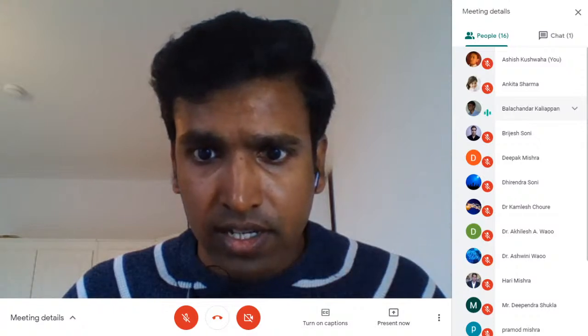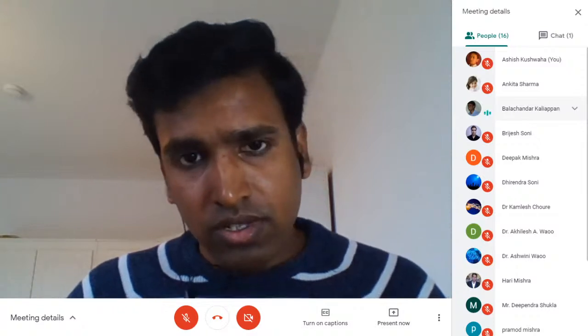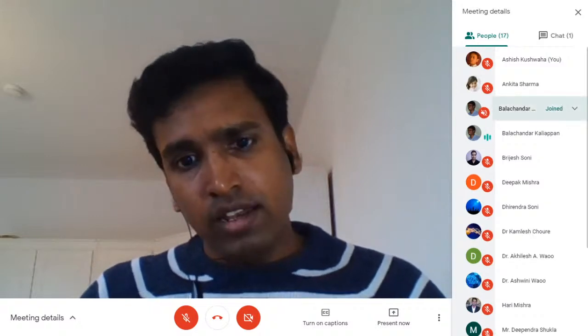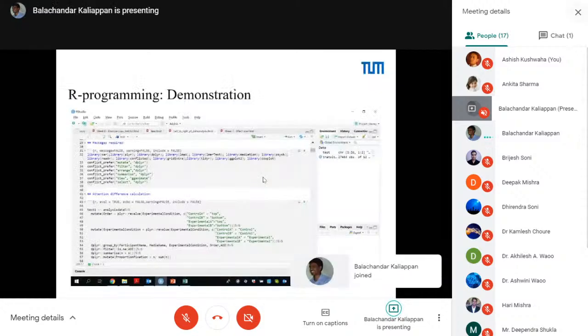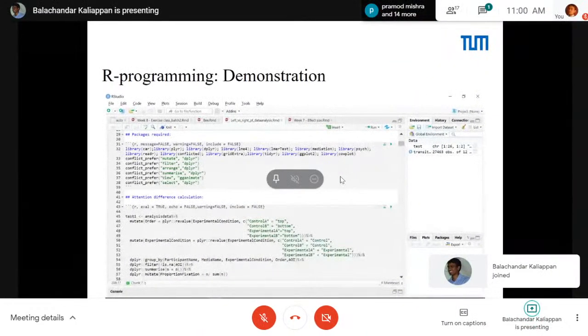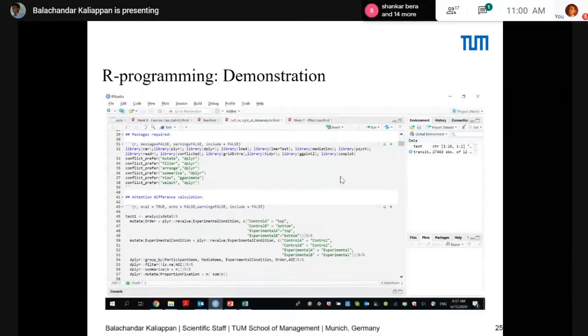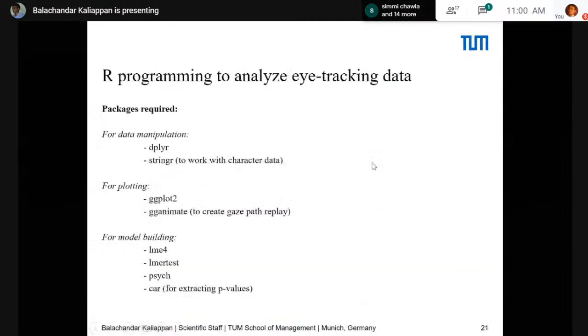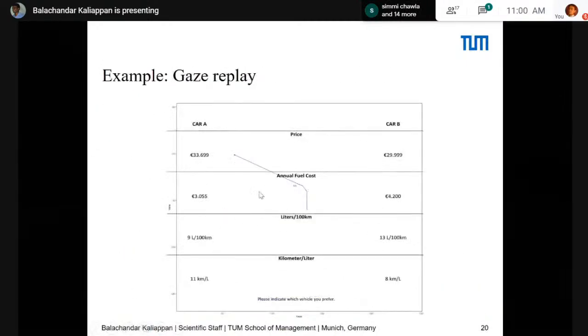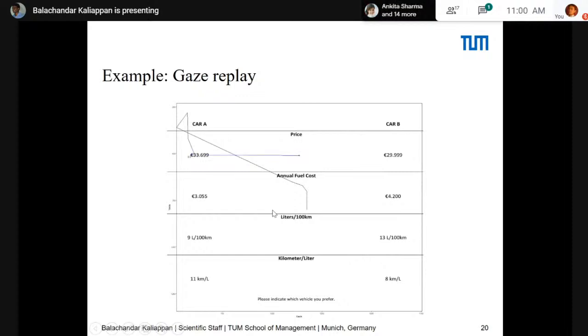Okay, share it. Okay, so now I gave you a very brief overview of R programming because there's a lot of things that you can do with R programming. And there's the gganimate package. With the gganimate package, you can basically create a visualization like what I showed you earlier. This animation can be done with R programming.